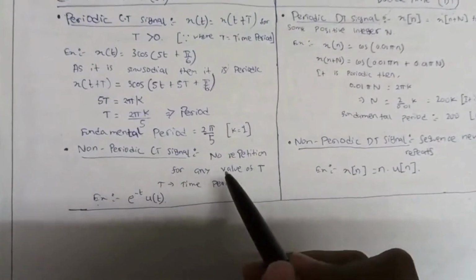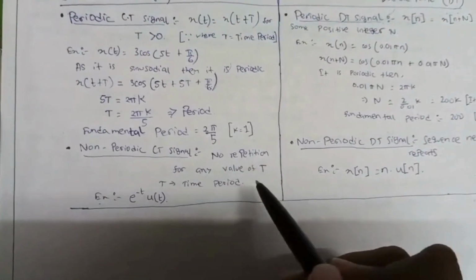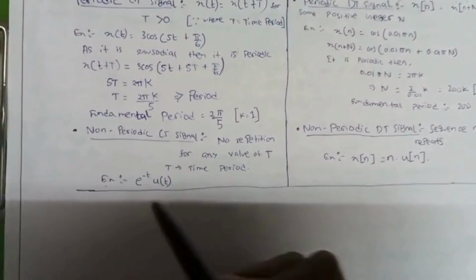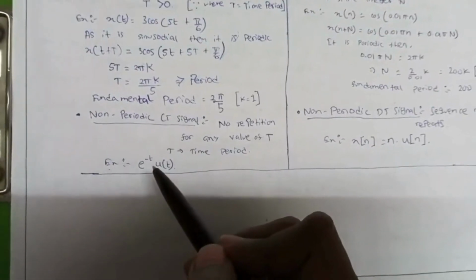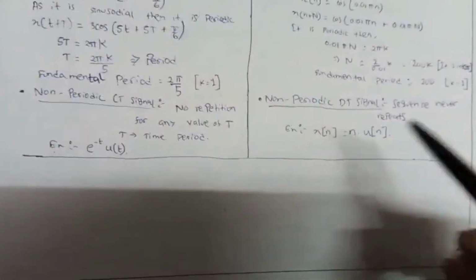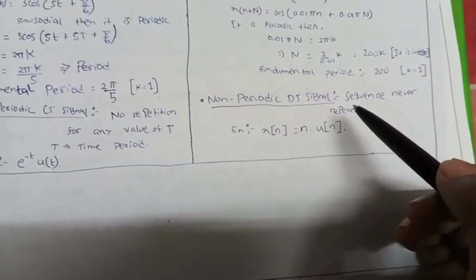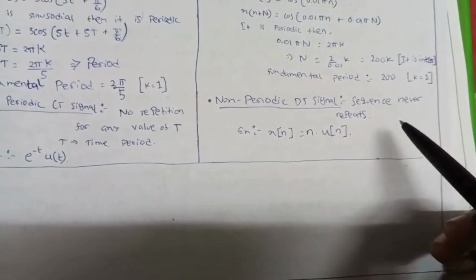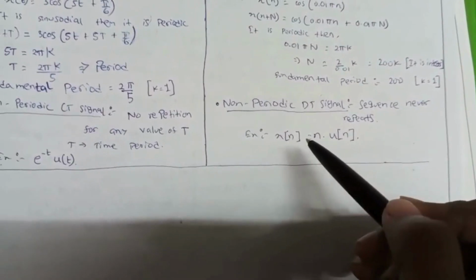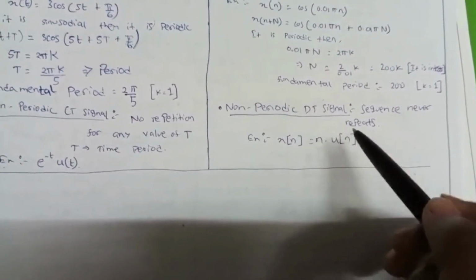Non-periodic continuous time signal: no repetition for any values of t, that is time period. For example, e to the power minus 2t u of t. Non-periodic discrete time signal: the sequence never repeats. For example, x of n equals n u of n.